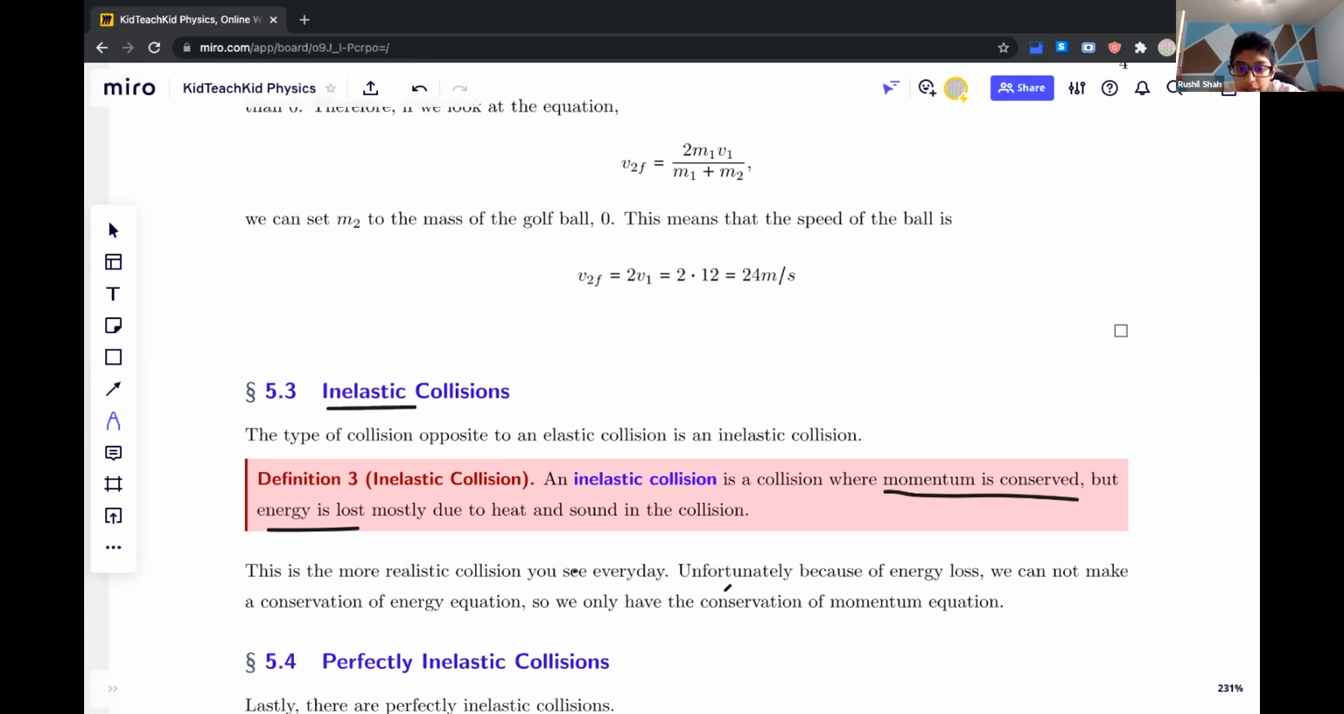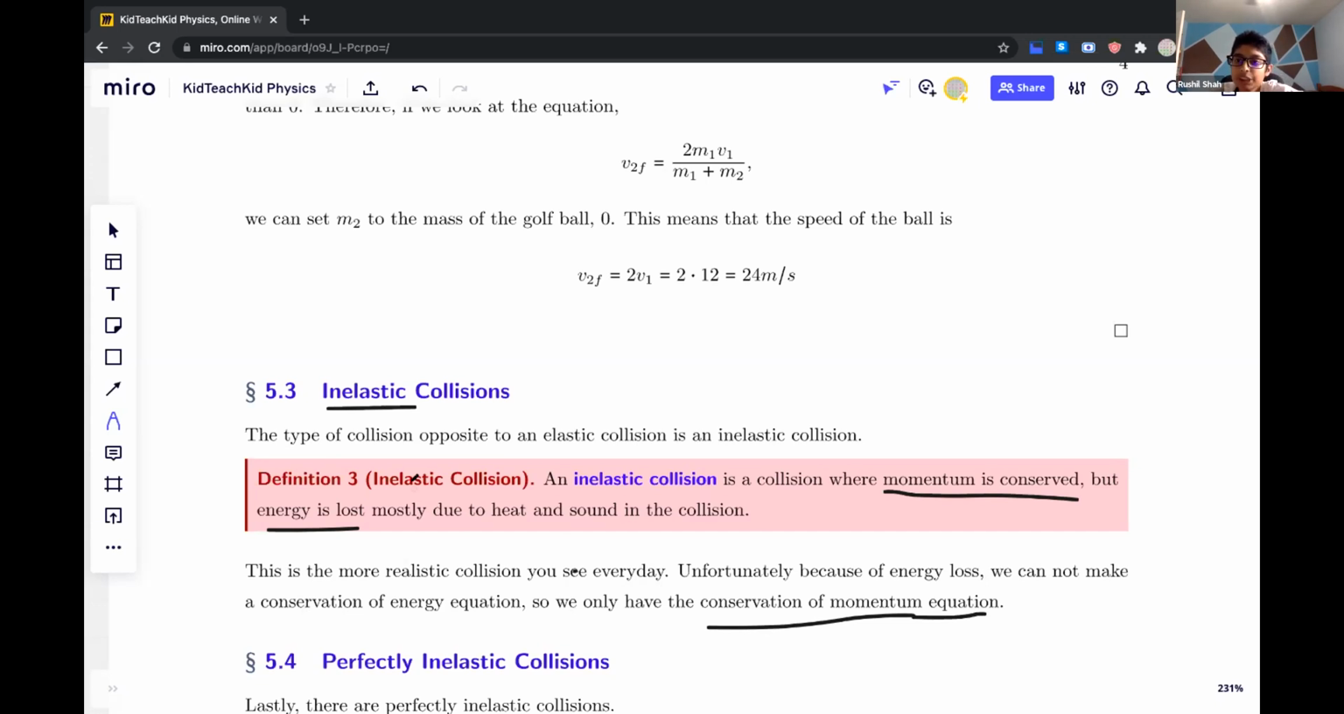And because energy is lost, we cannot use conservation of energy. So we only have the conservation of momentum equation. And inelastic collisions is basically where all of the rest of the collisions lie. So most of the time we'll be working with inelastic collisions because unless we're working in some ideal situation, we're always going to be working with inelastic collisions.